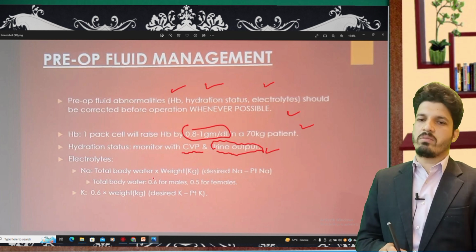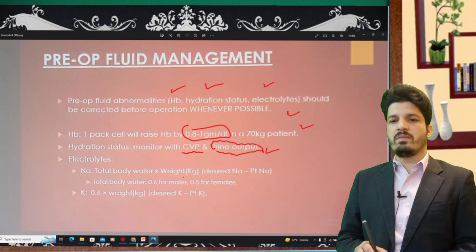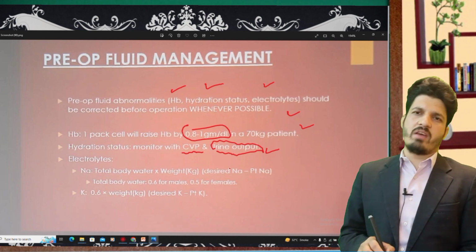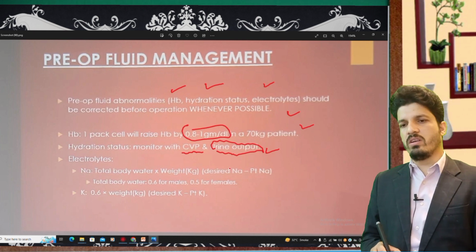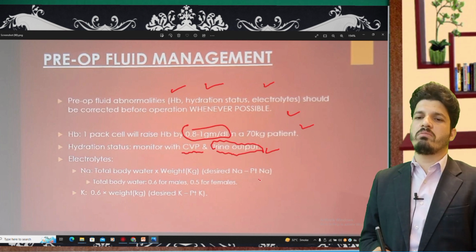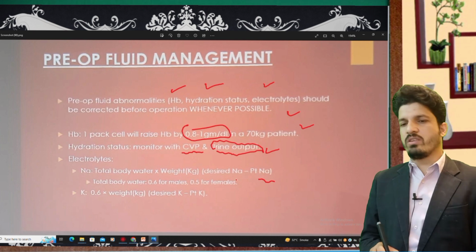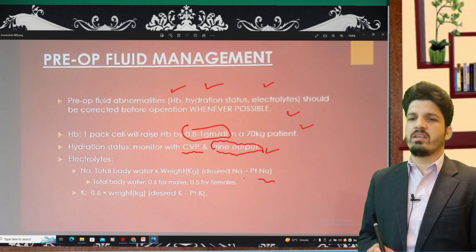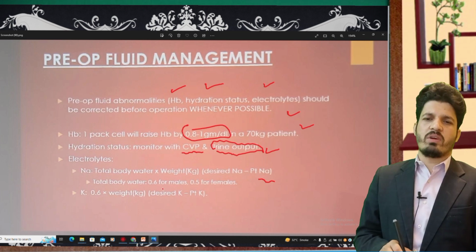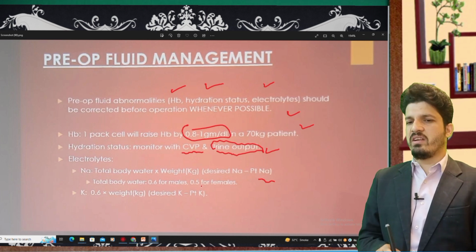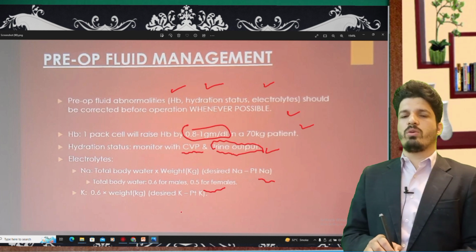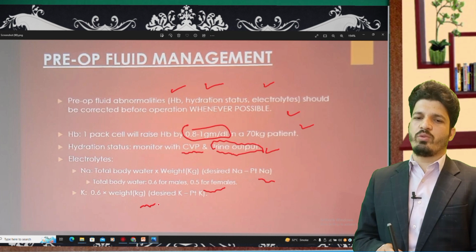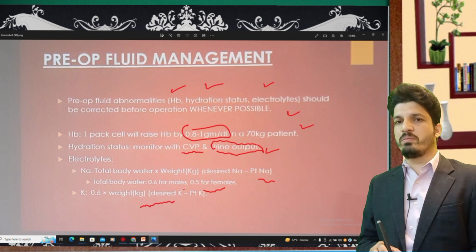That's total body water, multiplied by the weight in kg, into desired sodium minus the patient's sodium. In the previous slide, I used the value 140 for desired sodium, and the patient's sodium from the serum electrolytes, which you will calculate, was 131. Total body water is 0.6 for males and 0.5 for females, so it will not make a lot of difference. Meanwhile, you have to calculate the potassium deficit and replace accordingly.